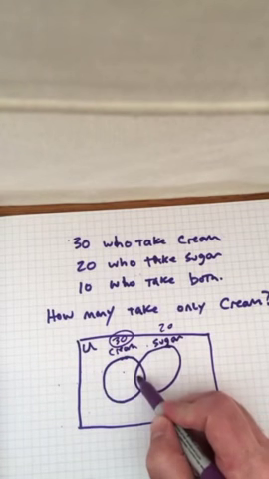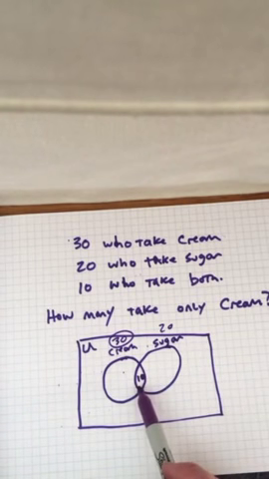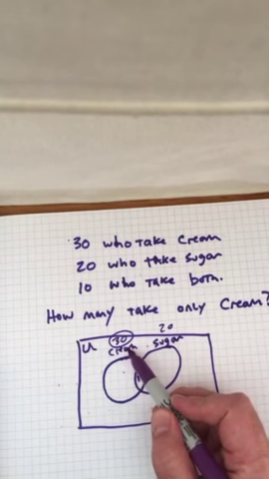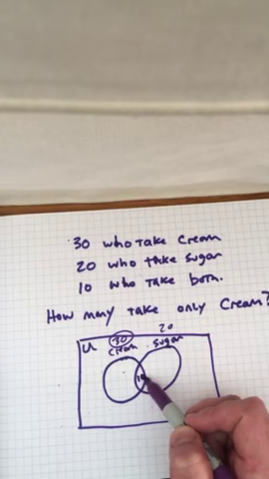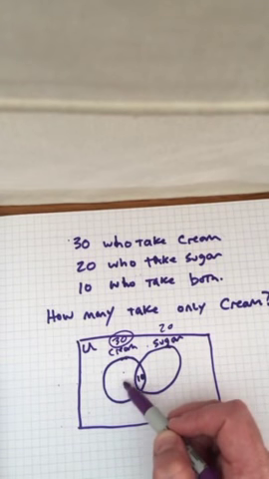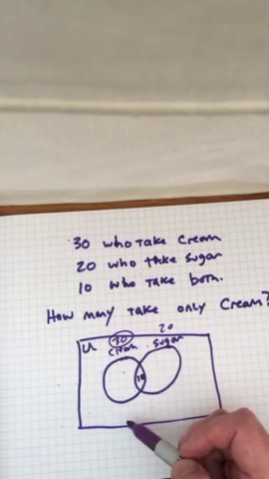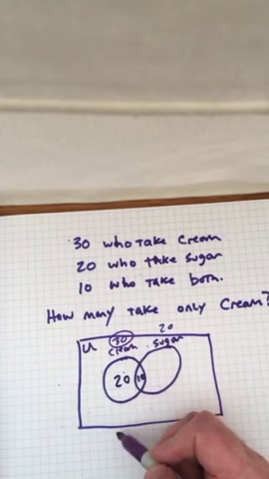So this 10 has to fit down here in this little intersection because those people signal they take both cream and sugar. Now if I know that 30 people total took cream and 10 of them were counted in the people who took cream and sugar, how many must be out here in this section? These two numbers have to add up to the total of 30 people up here. So this would have to be 30 minus 10, which is 20.